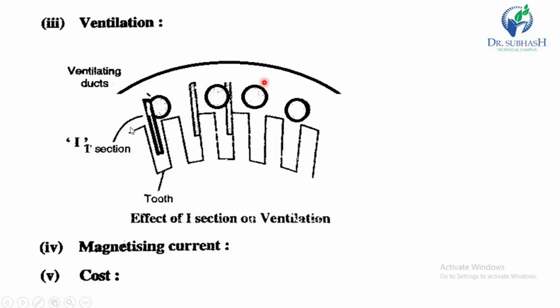Now next one is the magnetizing current. When a large number of teeth are selected, the area of each tooth is reduced, and this increased flux density in the teeth will result in increased magnetizing current, which increases the iron loss and makes the power factor poor. So we have to select a smaller number of slots to reduce magnetizing current and to improve power factor.